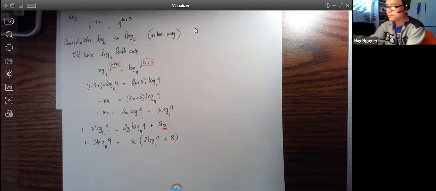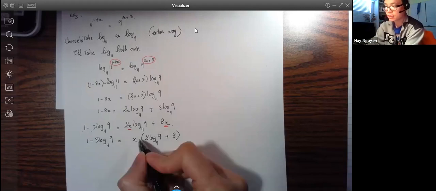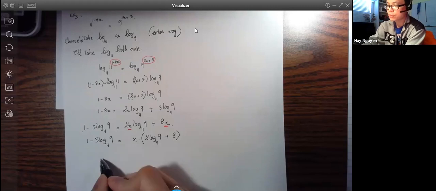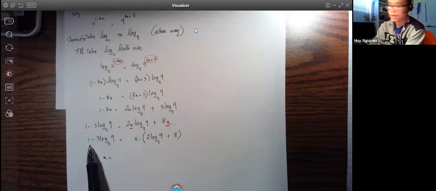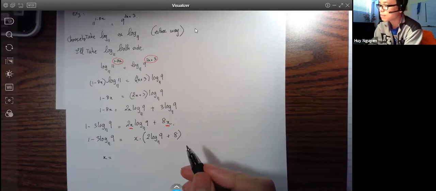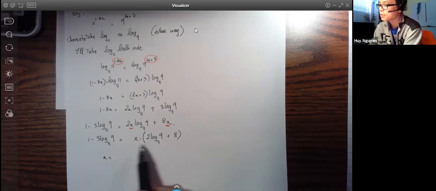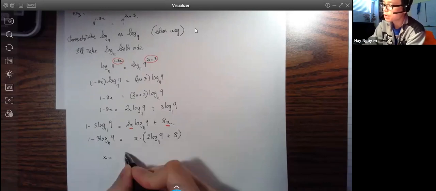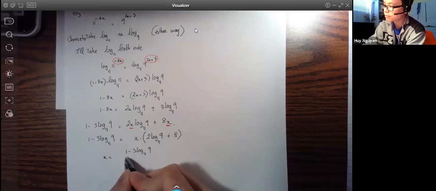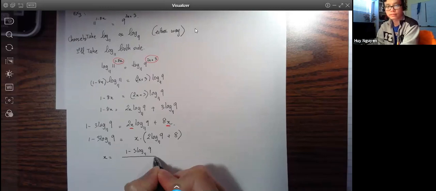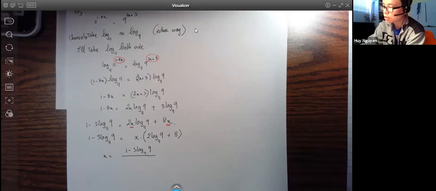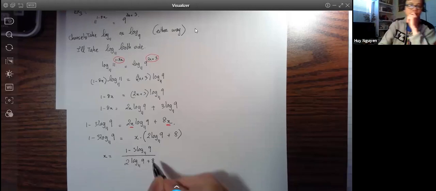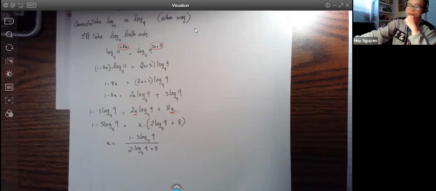Now, in order to get x, you just divide both sides by the parentheses. I'm sorry, not by the left-hand side. You divide both sides by 2 log base 11 of 9 plus 8. So your answer will be 1 minus 3 log base 11 of 9 over 2 log base 11 of 9 plus 8.